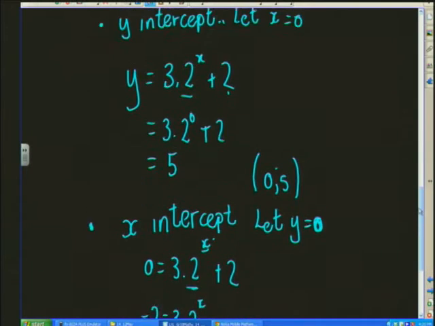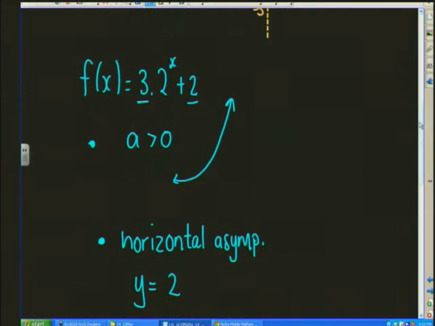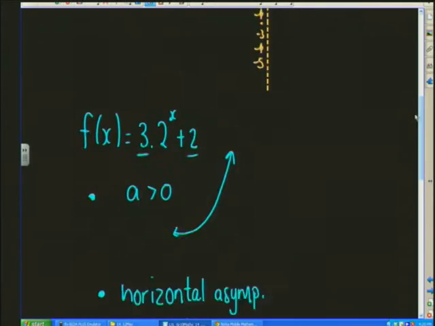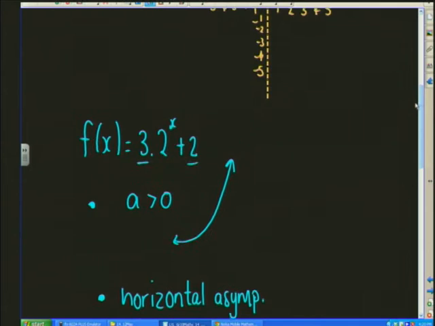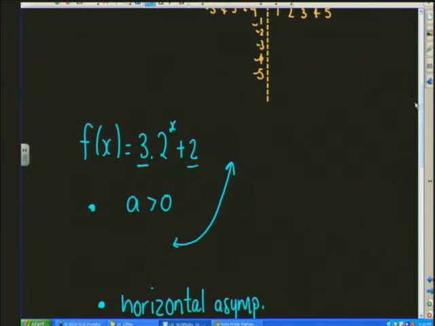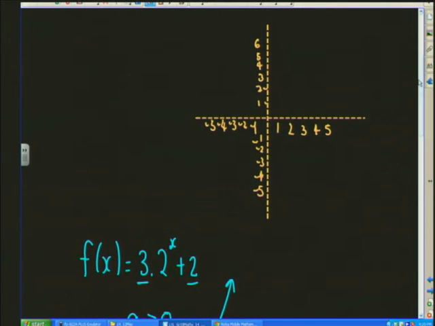So we need to plot the graph using the information we've got. We know that we've got an upward facing graph. We know that the horizontal asymptote is y is equal to 2. So that means at 2 on the y-axis, I'm going to draw the asymptote. Okay? So at y is equal to 2, there we go. We have our horizontal asymptote. I'm just going to extend it a little bit to the left.